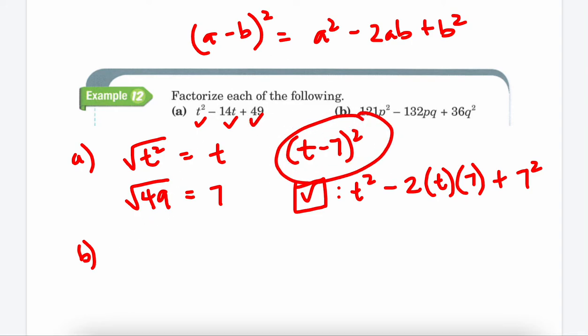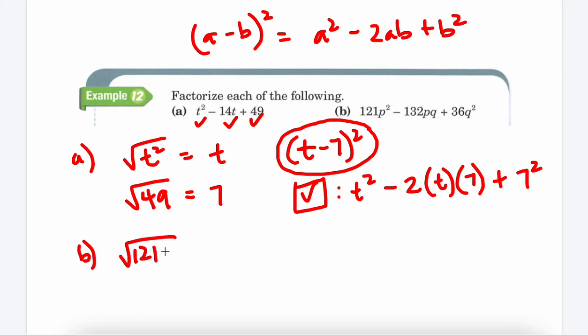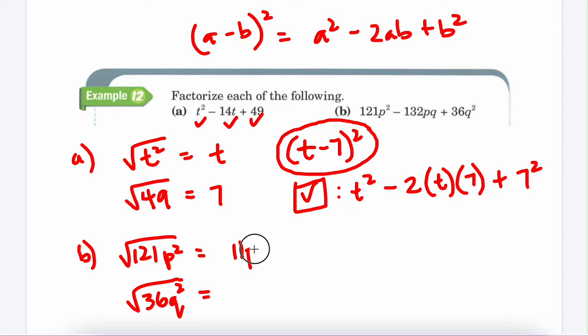Part B, I'm going to take my first term. Remember, we're working backwards, so we have to do the opposite of squaring, which is square rooting. And then my last term, 36, oh, that's a q squared. So what's the square root of 121? That's 11. Square root of p squared is p. 36 square rooted is 6 because 6 times 6 is 36. And q squared square rooted is just q.